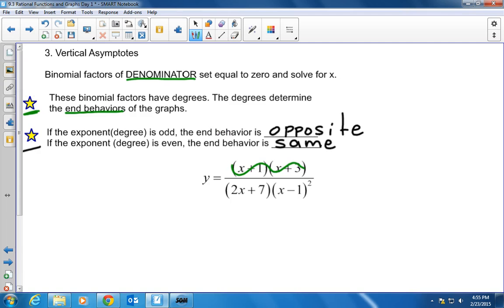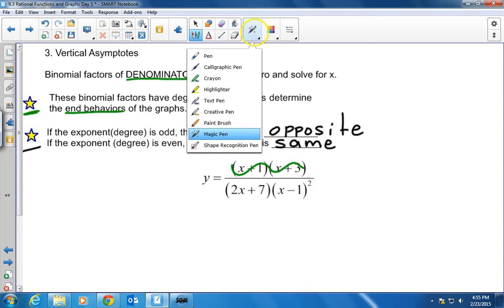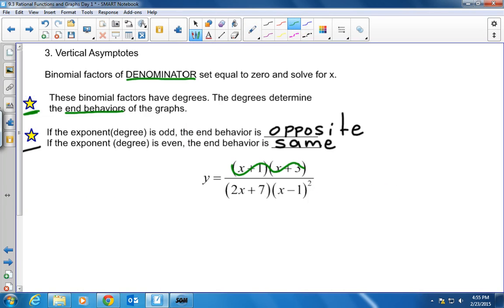Okay, so now we're going to actually determine the vertical asymptotes, those brick walls that the graphs are not going to jump. So we're going to take each of these expressions, set them equal to 0 and solve for x. So we are going to have our first equation, which is going to be 2x plus 7 equals 0. Of course, when you solve for x, you're going to get negative 7 halves.